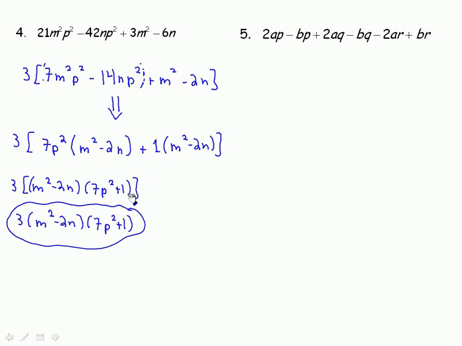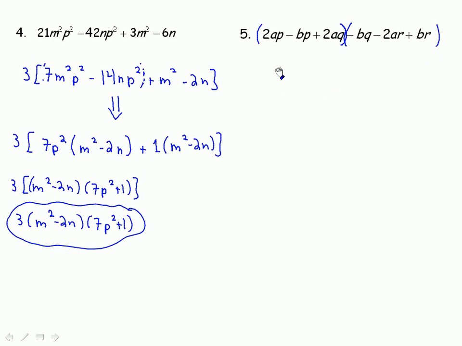Number 5, the only thing that's noteworthy about this problem is that we have 1, 2, 3, 4, 5, 6 terms. And I don't believe we can take out a common factor from all 6 of them. So we try a 3 by 3 grouping. Normally with grouping, you do try to keep it 2 by 2 or 3 by 3, 2 by 2 being the most common. And then you hope for the best inside the expression.